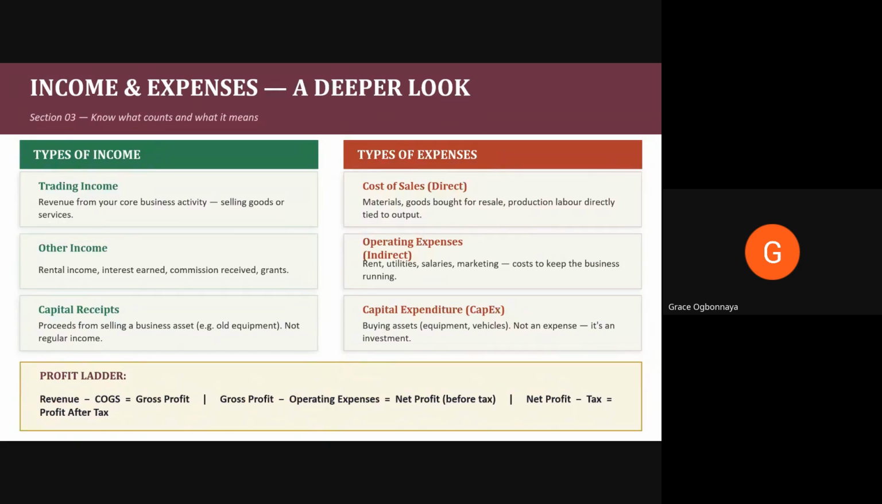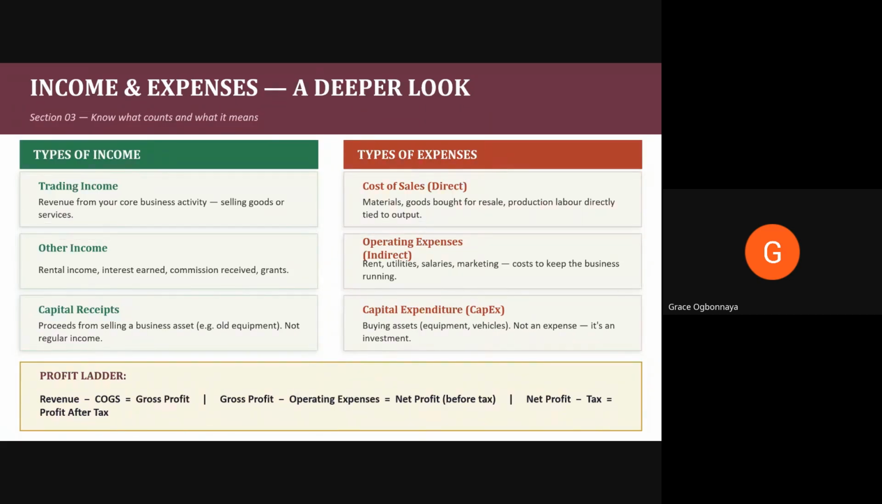Now we have operating expenses. Cost of sales is direct. Operating expenses is indirect. It impacts the product you are selling, but it's not a direct cost. You cannot see it on the body. Like for example, you can't see rent on the body of a bed sheet. You can't see the salaries that I'm paying to staff, or the advertising cost, on the body of the bed sheet. But you can see that the bed sheet was sewn by somebody. You can see a thread. That thread is a direct cost.